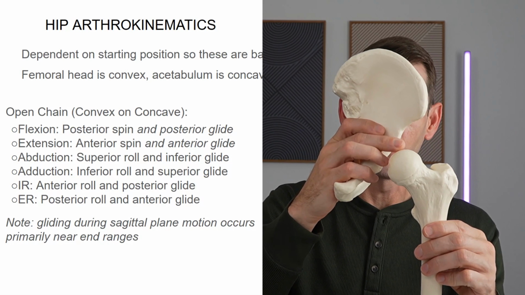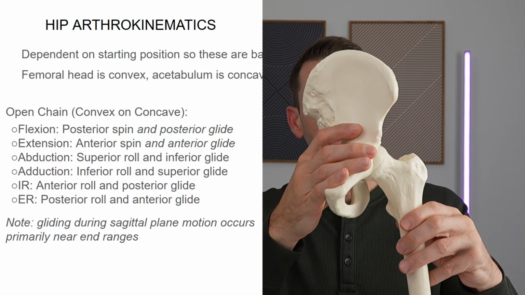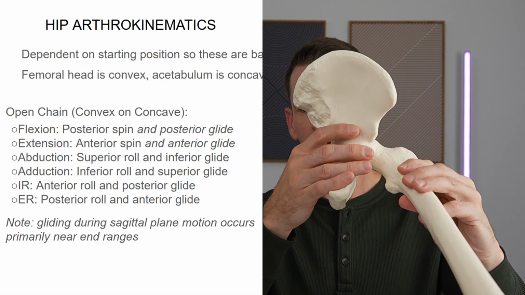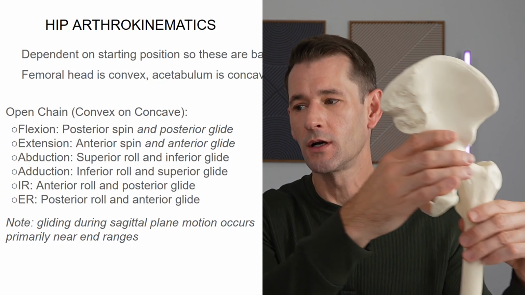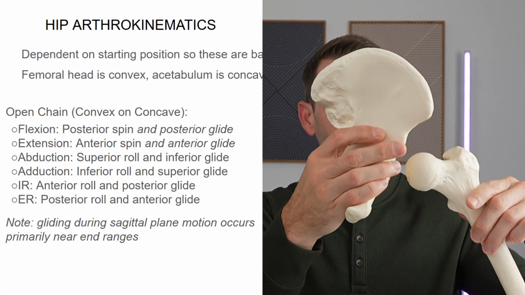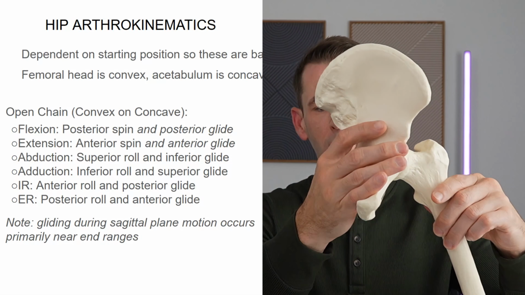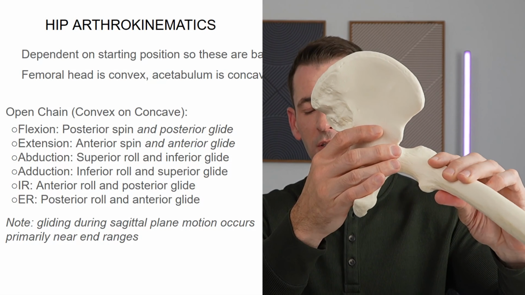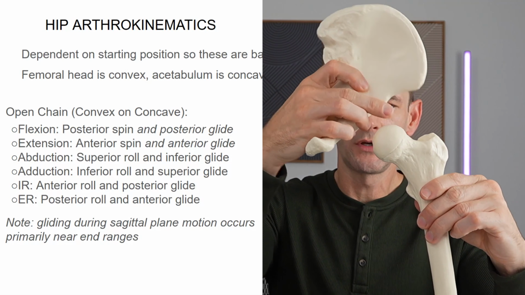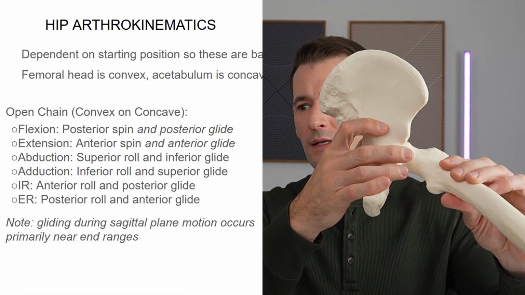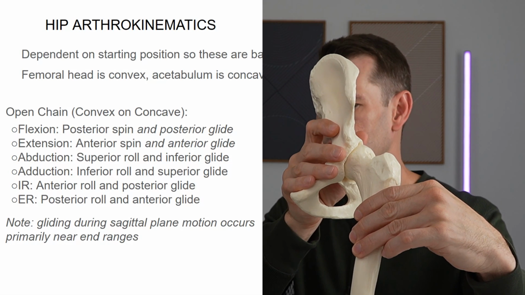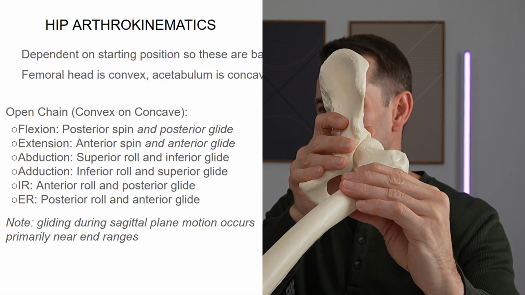So we're talking the femoral head for these open chain movements. If we go into hip flexion, that's going to be posterior spin. It's posterior spin because the long axis of the femoral neck is basically at a right angle with this acetabulum. As you go into flexion, it's going to spin posterior because the reference point is the superior aspect of the femoral head, and it is spinning posterior with that hip flexion. So you can see that hip flexion is a posterior spin.